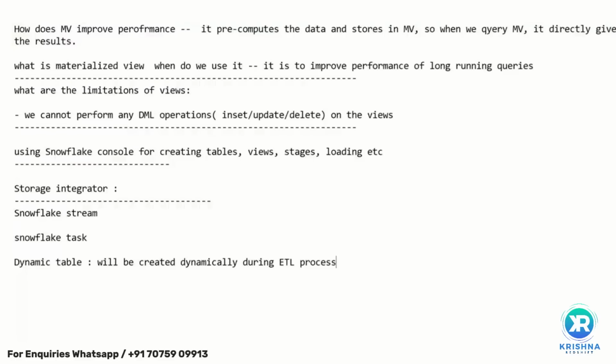For example, what happens during a normal ETL pipeline? Source will be there. From source we load it into stage, where stage means the stage table. From stage we load it into the work table, and from work we load it into the target table.